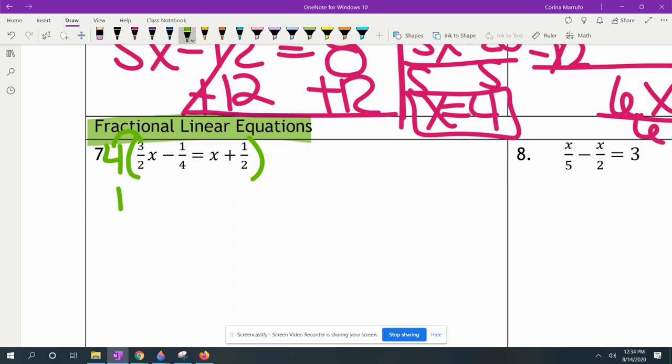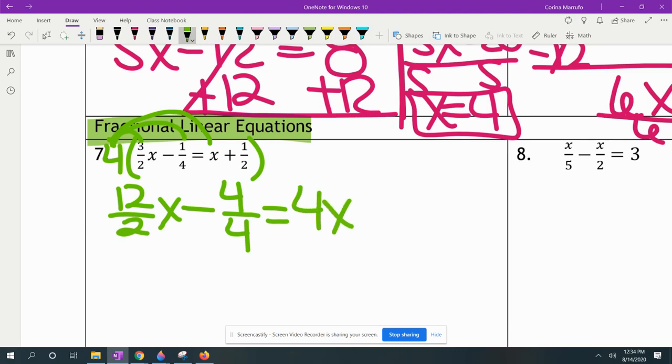So 4 times 3 gives us 12. So it'll be 12 over 2x minus, then we're going to distribute it to the next one. So 4 times 1 is 4. It'll be over 4. Equals. So we have to do it to both sides of the equal sign. So we're going to do 4 times x is 4x. Then last, we're going to multiply 4 times 1/2. So 4 times 1 is 4 over 2. Okay, then from there, we're going to go ahead and simplify.